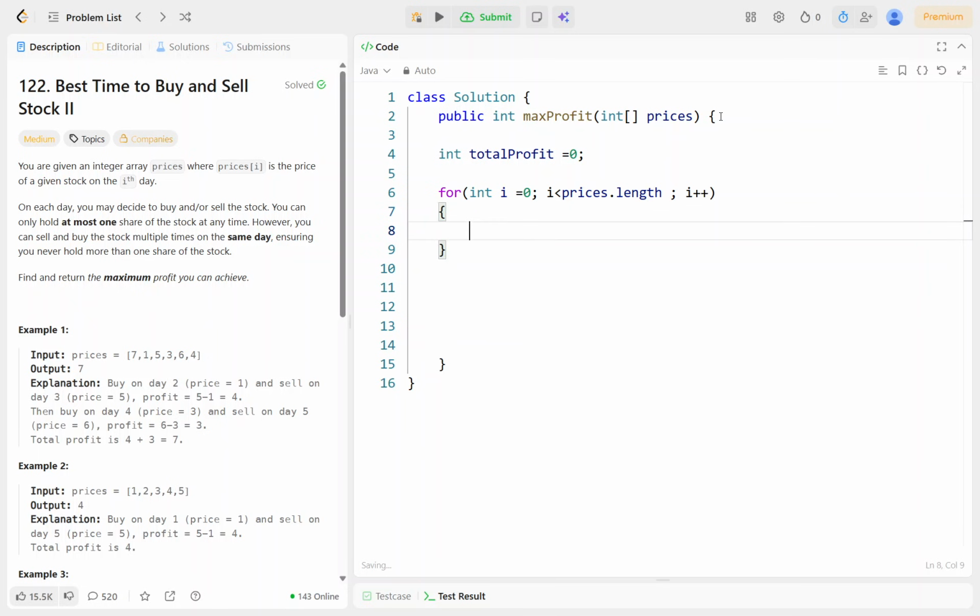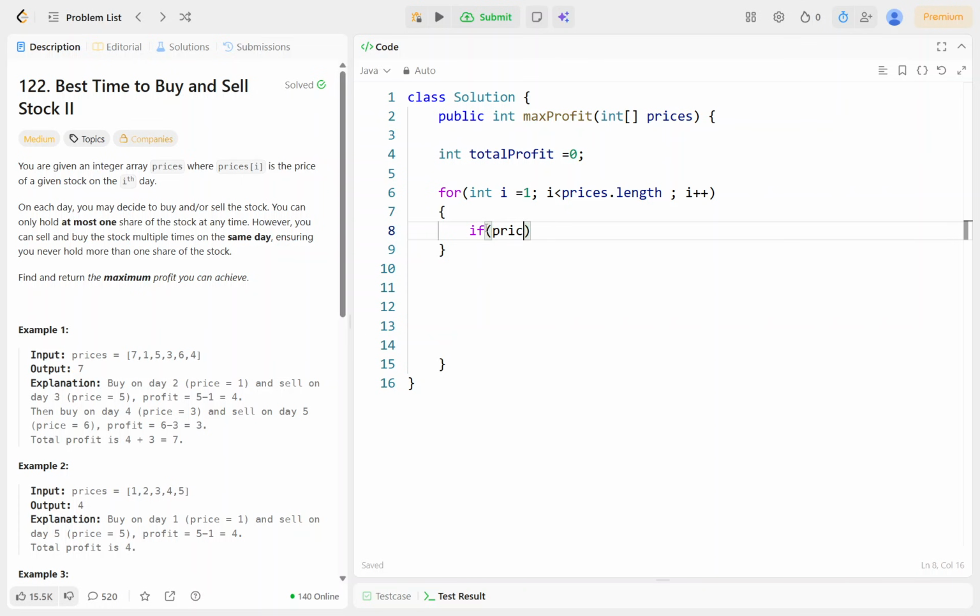But there is a trick. You need to solve it very smartly. As I mentioned, we need to check whether the selling price is greater than the cost price, then we will proceed. So for checking the selling price, we need to go with the second index. So we will not start our loop with 0, we will start with 1.